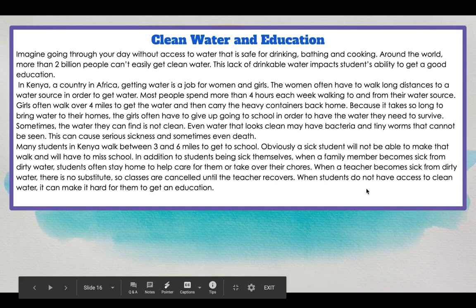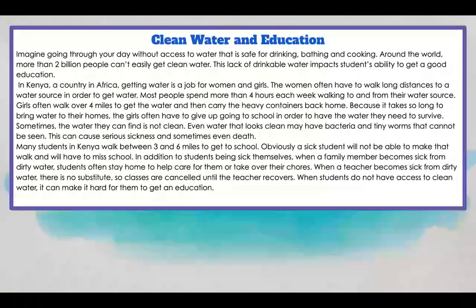This is called Clean Water and Education. Imagine going through your day without access to water that is safe for drinking, bathing, and cooking. Around the world, more than 2 billion people can't easily get clean water. This lack of drinkable water impacts students' ability to get a good education. In Kenya, a country in Africa, getting water is a job for women and girls. The women often have to walk long distances to a water source in order to get water.